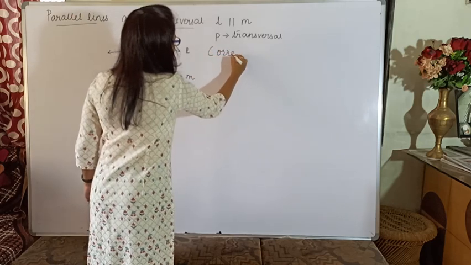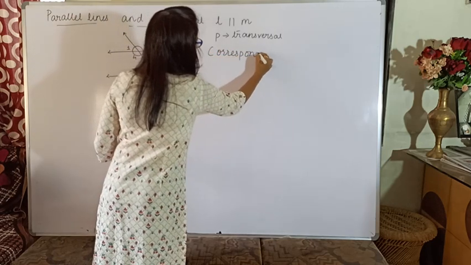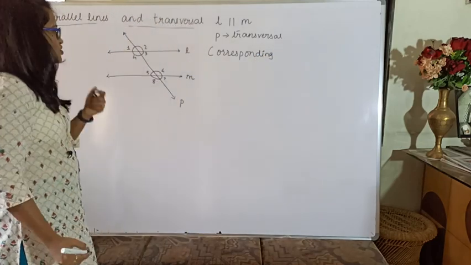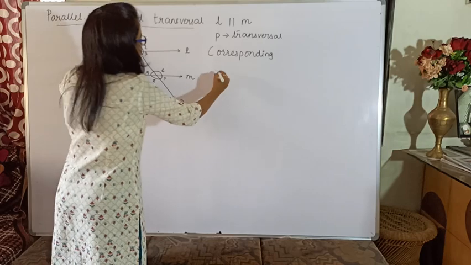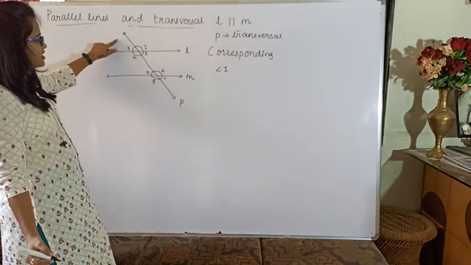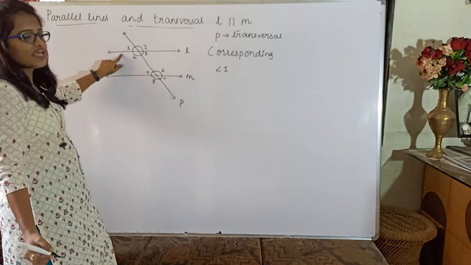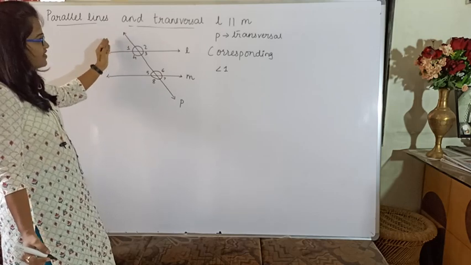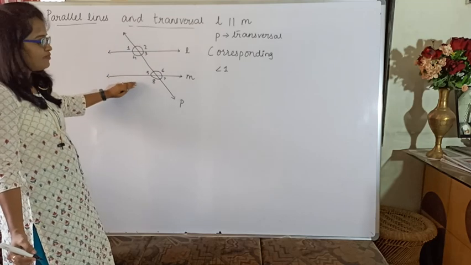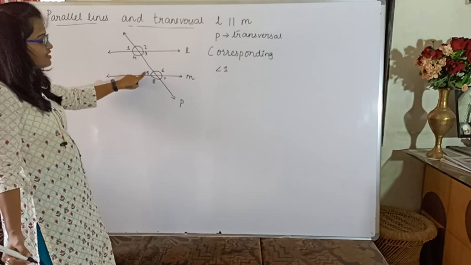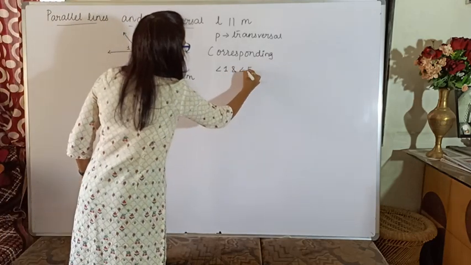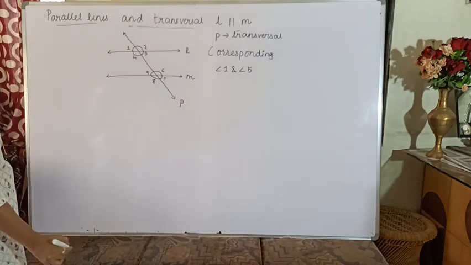Okay, so in this case, let me first write down the corresponding angles. Now what are the corresponding angles? As the name itself suggests, corresponding angles means the angles which are similar. So if I take angle 1, where is angle 1 present? Angle 1 is present on the upper side, left side of line L. Similarly, the same angle with respect to line M, upper side, left side, that is angle 5. So angle 1 and angle 5 is the first pair of corresponding angles.